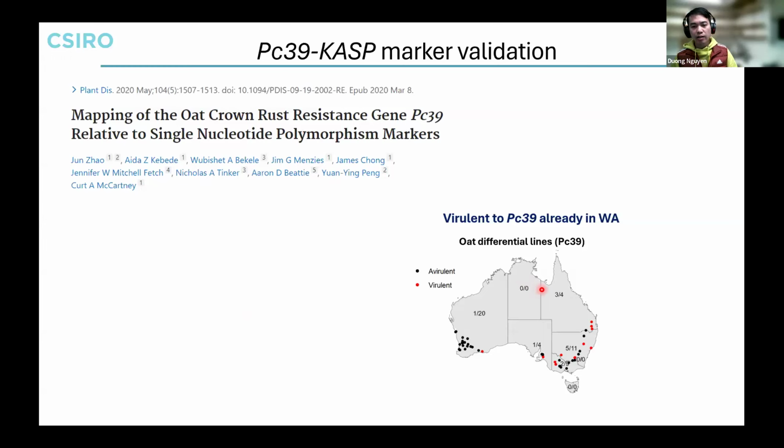And here is just briefly some information about the virulence to PC39 in Australia. You can see in the map, the virulence to PC39 already appears in Western Australia, but looking broadly, we see that PC39 still seems effective against more than half of the isolates in Australia. So it still makes sense for us to try to combine this PC gene with other effective PC genes to prevent the increase of virulence to PC39.